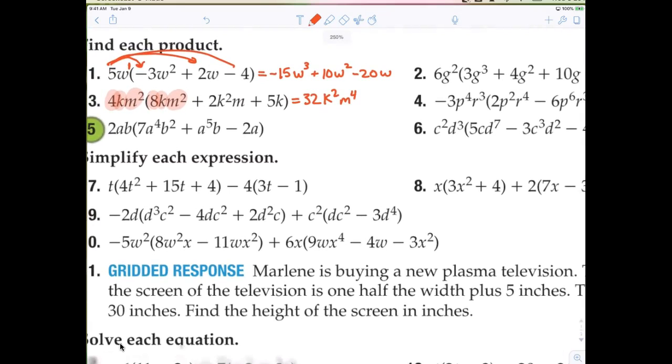Now we're going to continue on. So now we're going to go 4 times 2. So we're going to have a positive 8, what? k cubed, m cubed, plus 20, k squared, m what? Oh, no, squared. m squared, right?